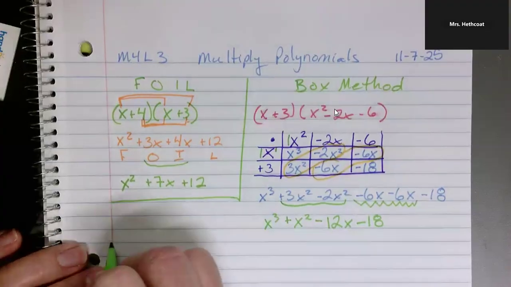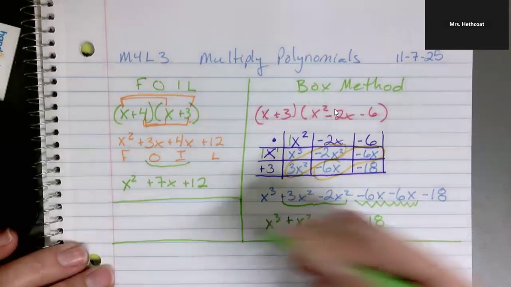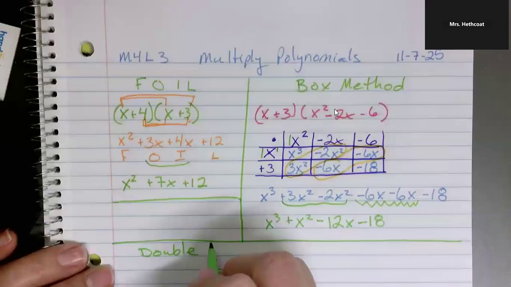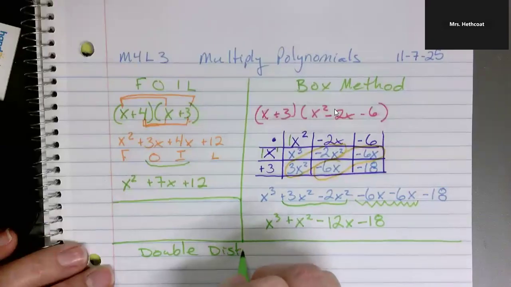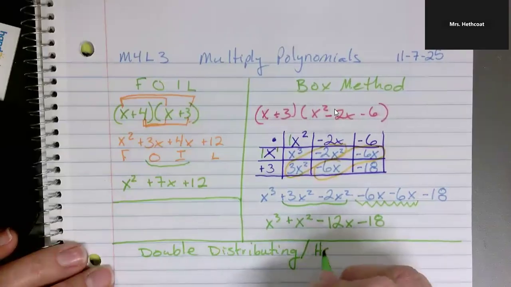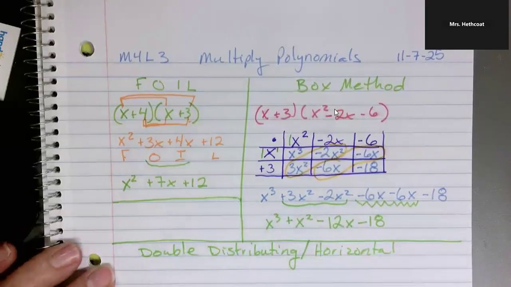So then from there, we're going to go on to, I've heard it called double distributing. But then our book calls it horizontal method. Doesn't matter what you call it. I'll show you how to do it.